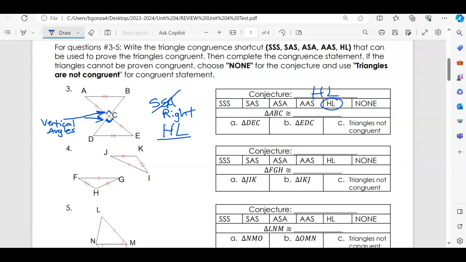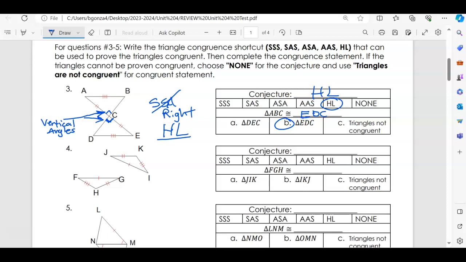So again, it looks like angle side side, but we do not write ASS. Only if it's a right triangle can we write it as HL. And let's match this up. ABC is again rotated to make EDC. So again, when you see it like this, it's been rotated.